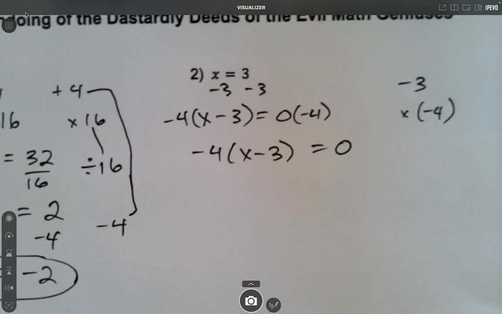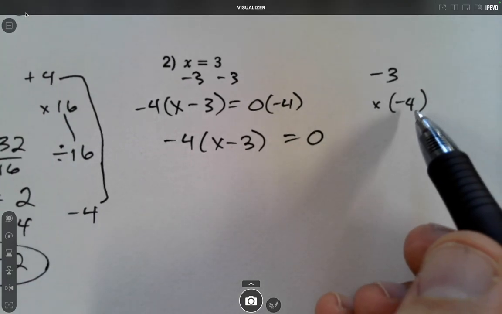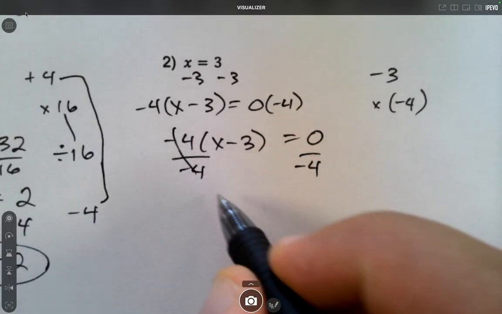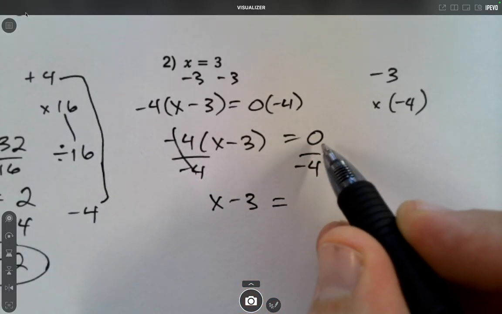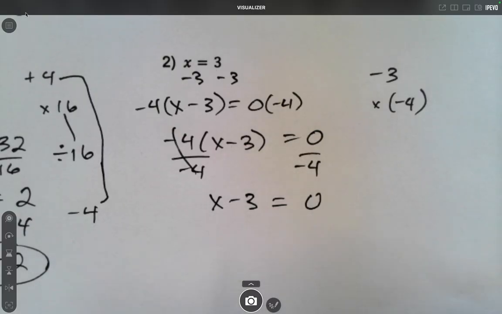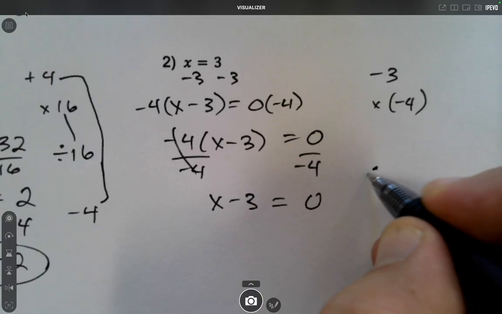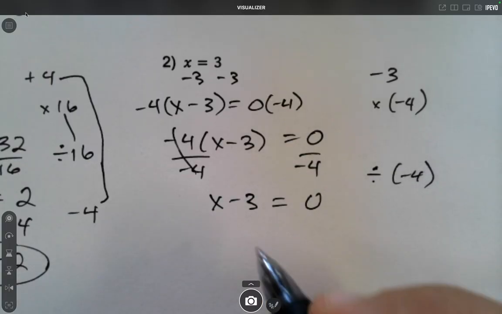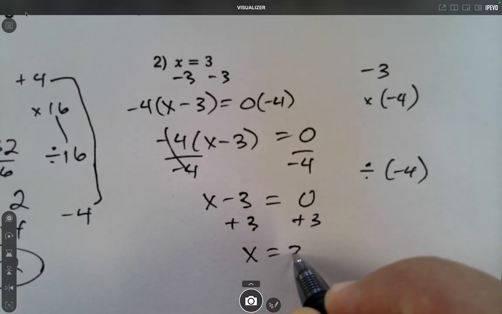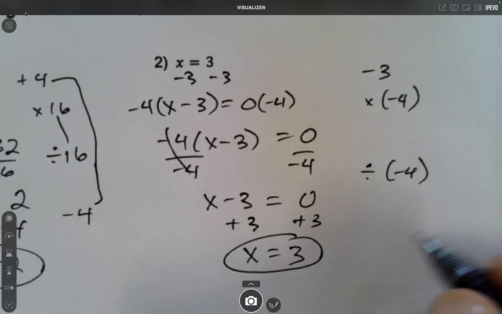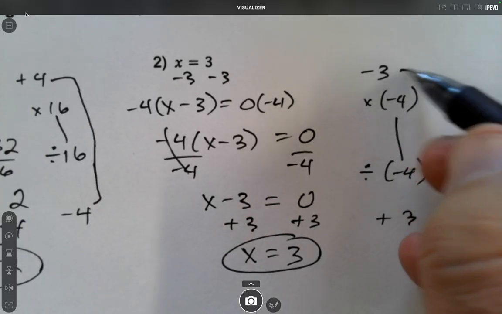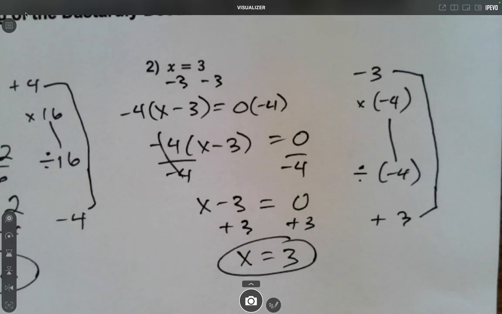So we'll do a similar thing over here. The last thing he did was multiply by negative 4, so we're going to divide both sides by negative 4. That's 0. 0 divided by any number other than 0 is 0. So we divided by negative 4. Now to get x by itself, we need to add 3 to both sides. So I get x equals 3, which is the correct answer. Again, you can see kind of the reverse symmetry of a kind, where they go like that.